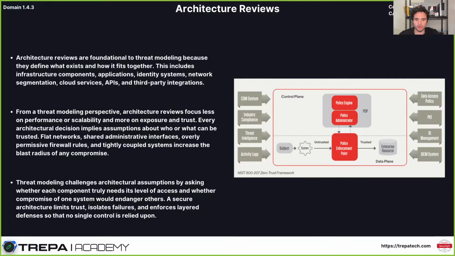If we have microservices running in the cloud, a monolithic web architecture running on-prem, all of our network infrastructure, our container clusters, and all the technologies and credentials involved in that architecture, we're seeing how it all fits in the big puzzle. From a threat modeling perspective, architecture reviews focus less on performance or scalability and more on exposure and trust. When I'm doing an architecture review as a cybersecurity professional, I'm not concerned, from a threat modeling perspective, if this switch is high density ports with 40 gigs throughput.